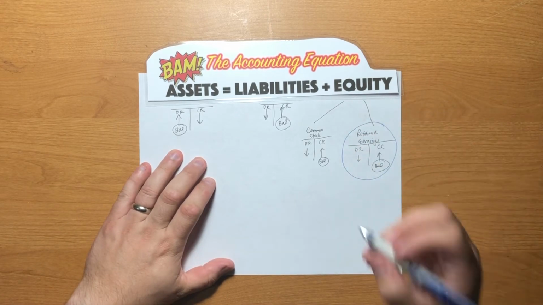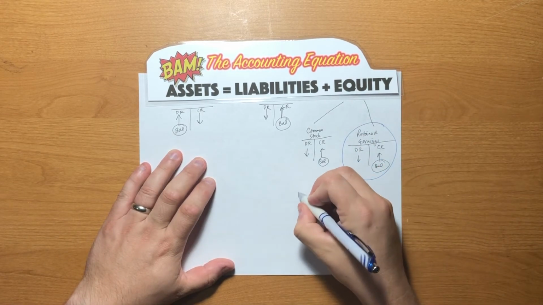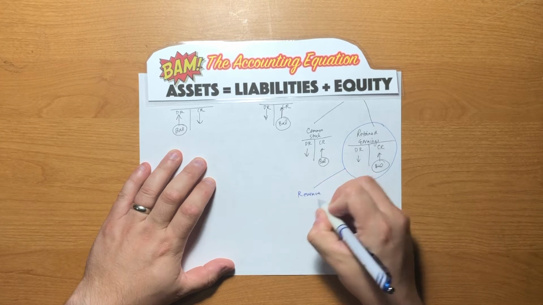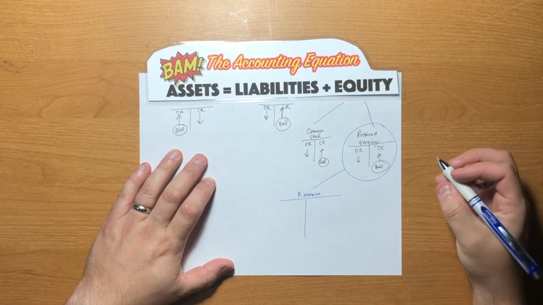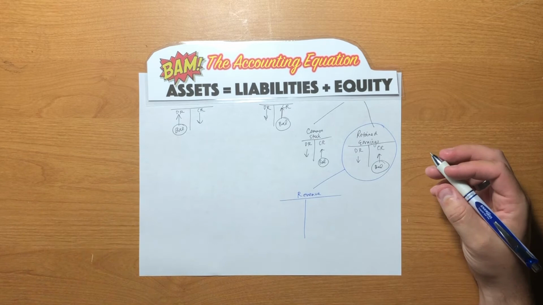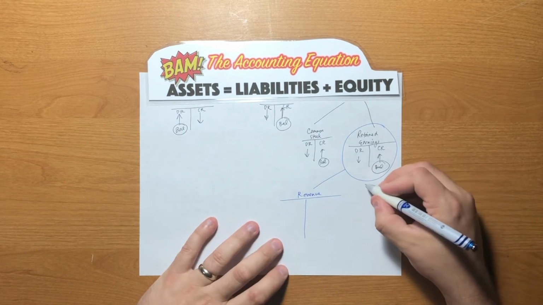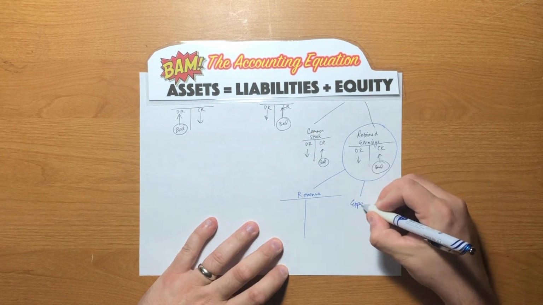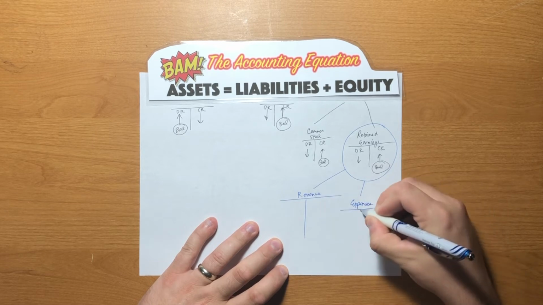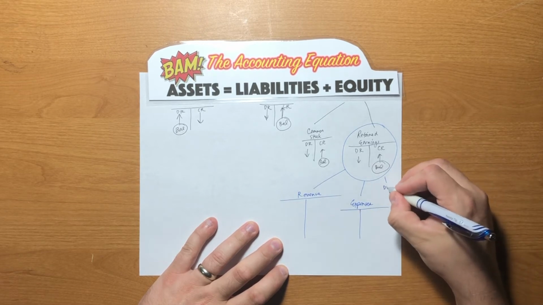Within retained earnings, we have revenue. It's a sub-account, if you will, of retained earnings. We have expenses. And we have dividends.